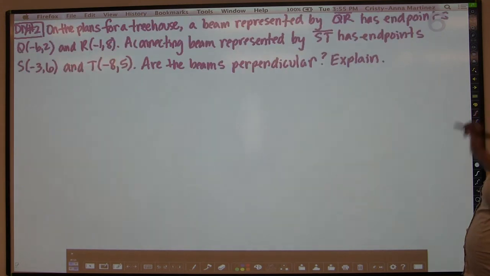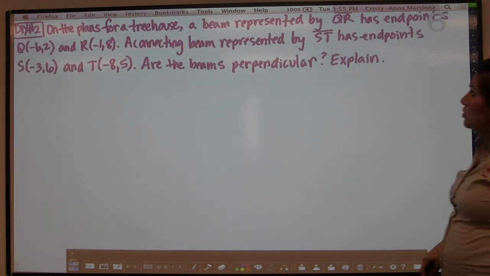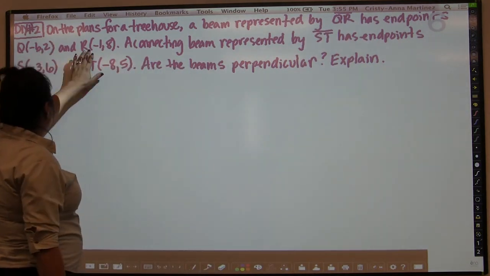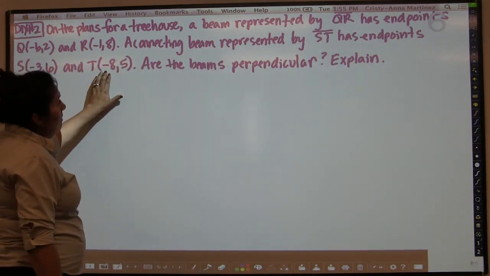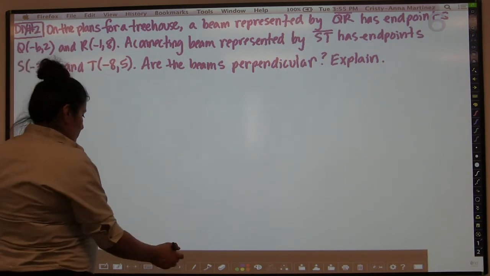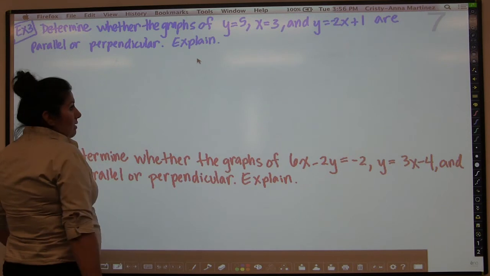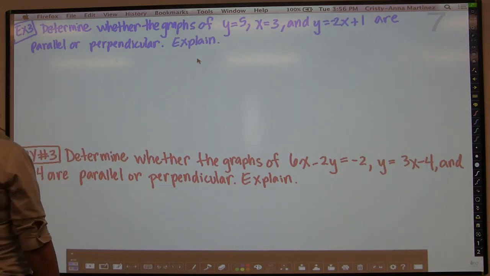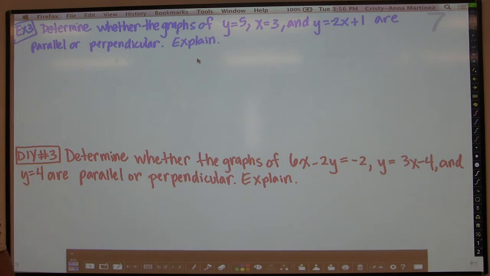All right, so now in the do-it-yourself number 2, you have some points here, some QR and ST, and they're basically asking you if these 2 beams are perpendicular, so you can calculate some slopes and compare them, or multiply their products to see if they're in fact perpendicular. All right, so then we have example 3.